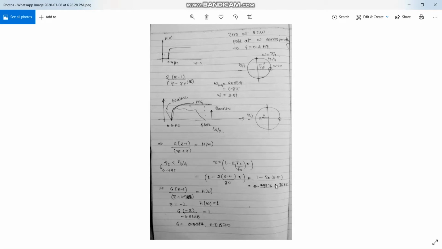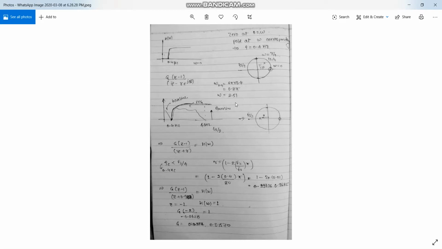If we go on solving this equation and find the value of r according to the given formula, r equals 1 minus 2 pi fc by fs, we found that the value of r is equal to 0.9685. According to this value, and keeping one more condition, that the gain of the filter should be equal to 1 when omega equals pi, we can find the corresponding value of g. These are the coefficients of the filter, also known as the filter coefficients.